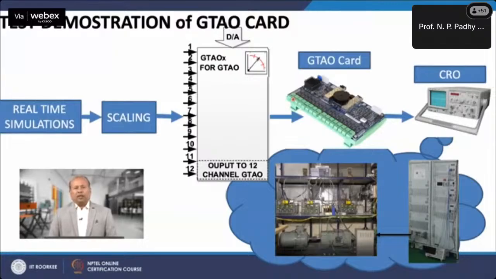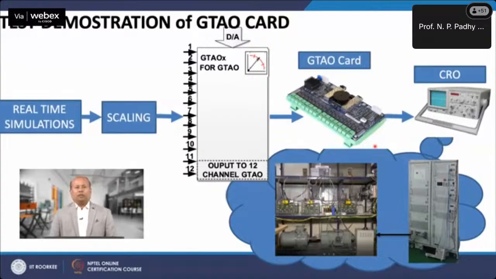The GTAO card is a 12 channel RTDS hardware component which is mounted in the RTDS cubicle. Inputs to the GTAO model are IEEE 754 double precision floating point numbers. This model converts and scales input signals to 16-bit integers and writes them to the GTAO card via the GTIO interface.